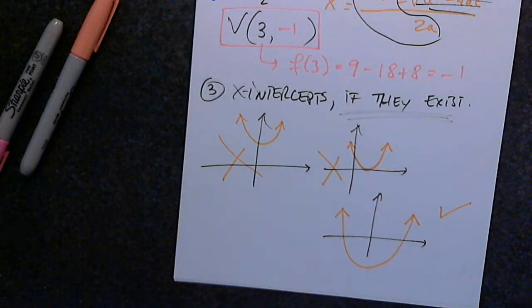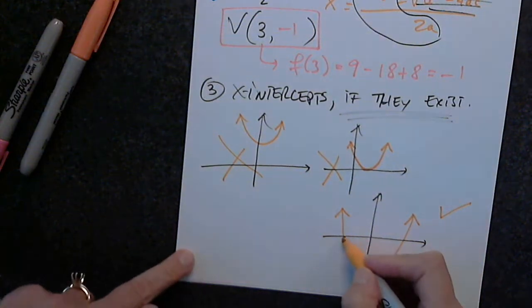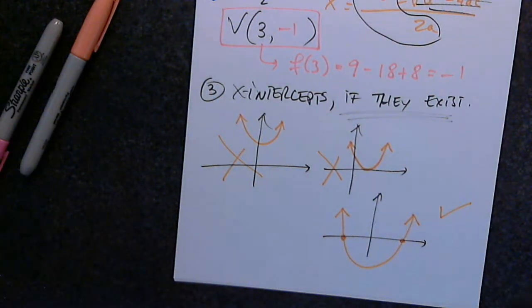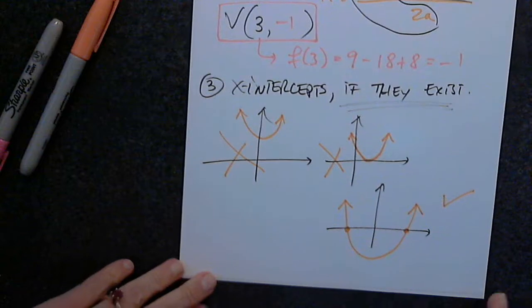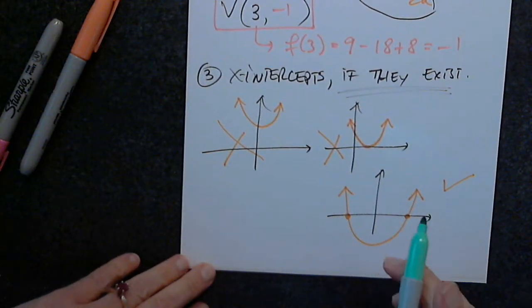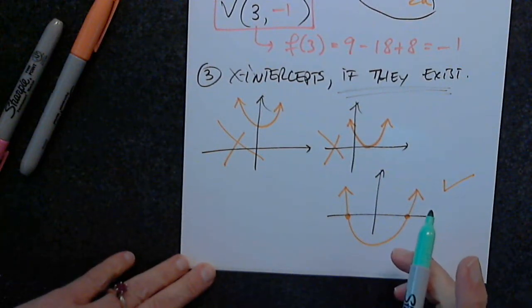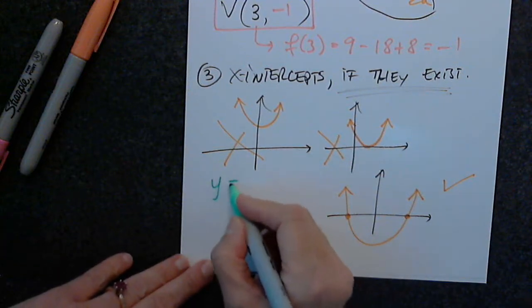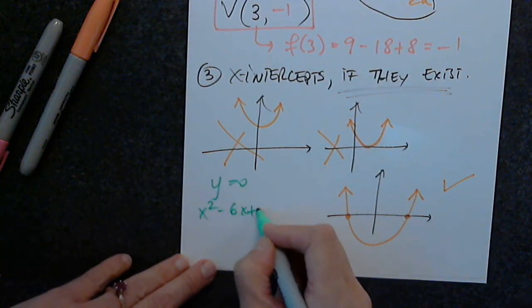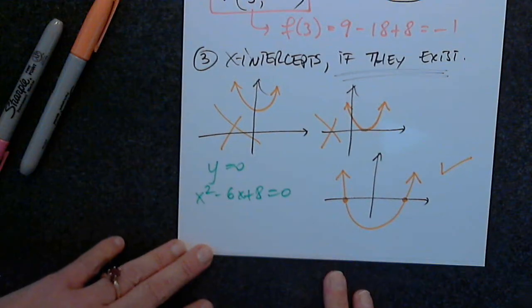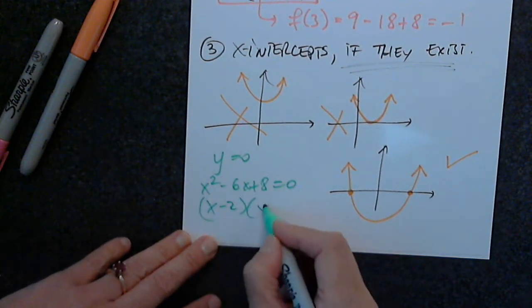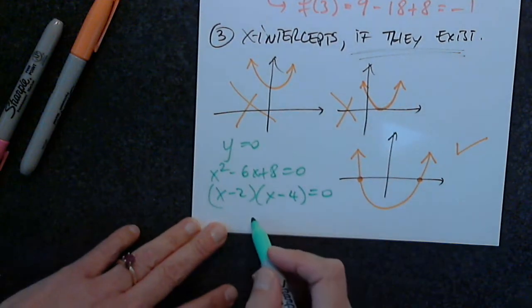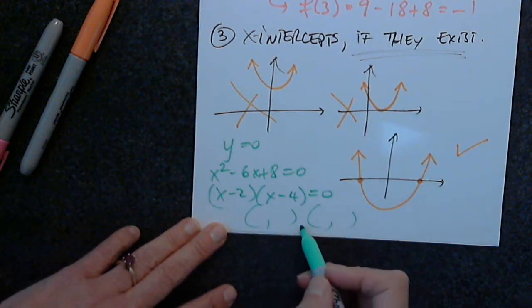And yes, the two x-intercepts are distinct and they exist. How do I determine them? So then I have to spend the time and find them. How do I determine those? So then y equals 0, or x squared minus 6x plus 8 equals 0. Yes. So x minus 2 and x minus 4. And then we want to find the two ordered pairs.